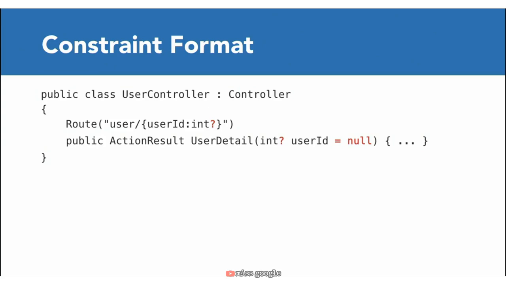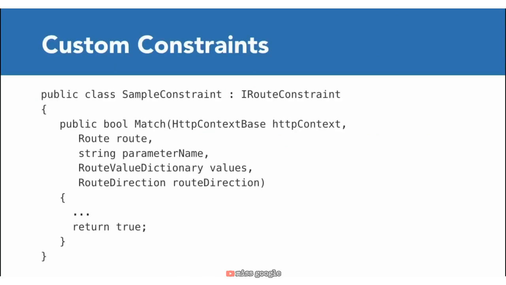If you'd like to make your own custom constraint, you can do that simply by creating a class that implements the IRouteConstraint interface. To implement the interface, your class will have to have a Match method. The Match method gets all of the data passed into it about the route, the web request, the user, and so on. It returns a true or a false depending on whether or not the route should match.